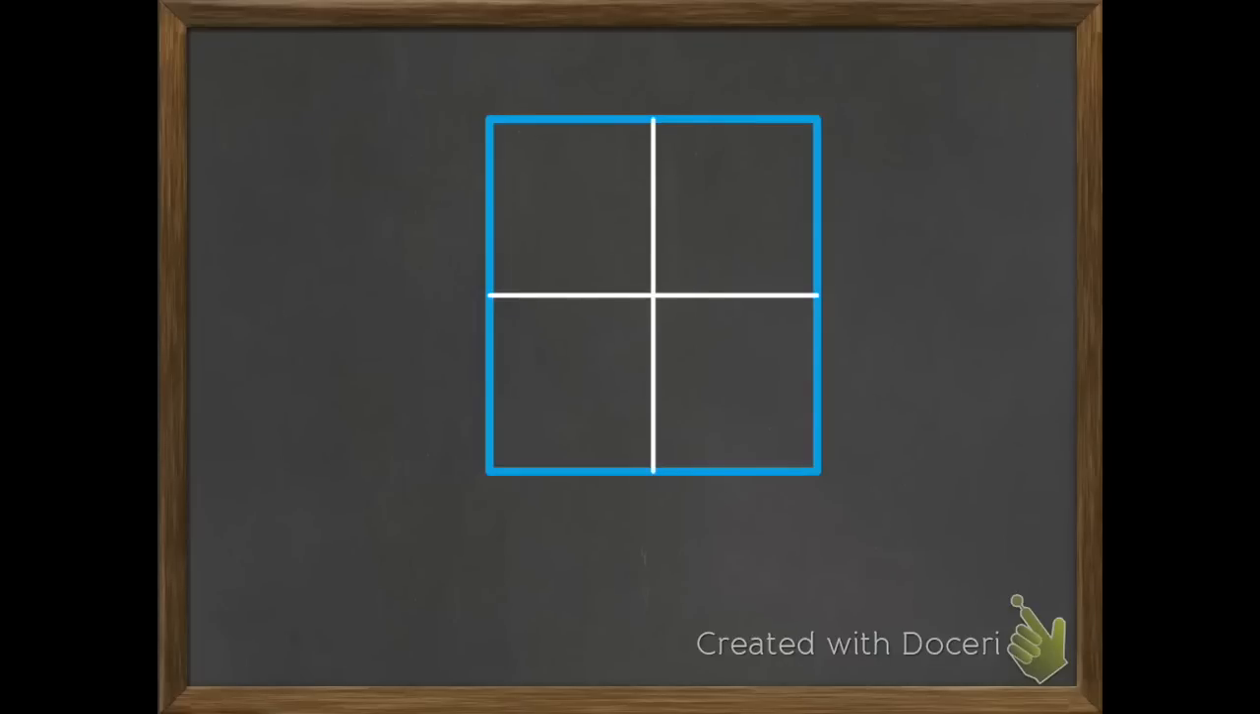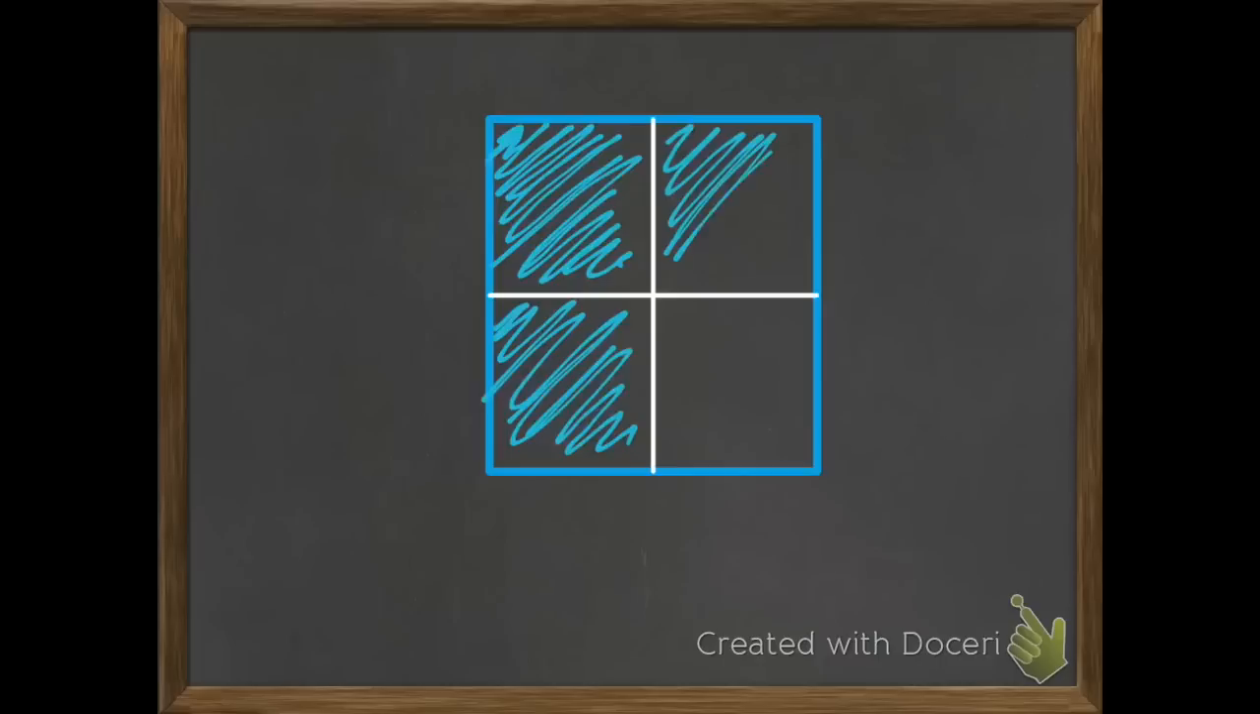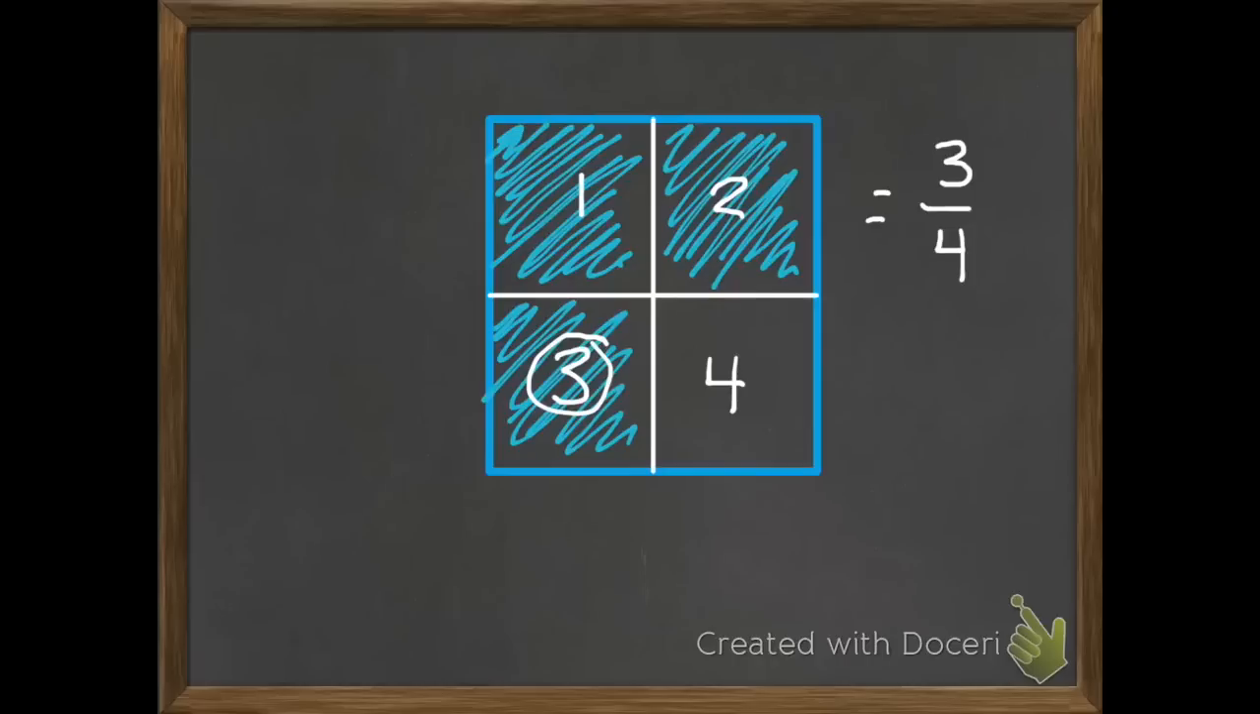And what we need to do is first figure out what fraction I have drawn. So I've got 3 shaded pieces out of 4 equal pieces. So I've got 3/4. That's the first thing I had to do. I had to figure out what fraction I had to start with. Now I want to find an equivalent fraction.